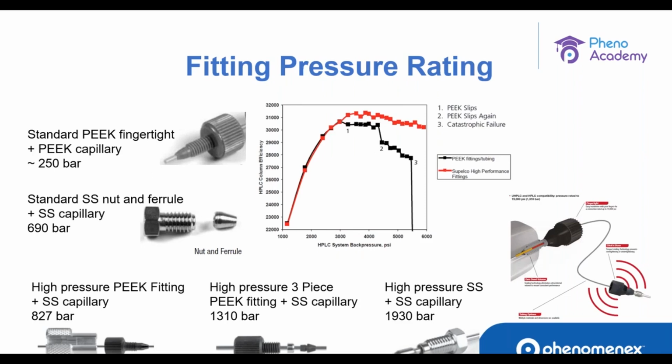So in this slide, I'm showing the fitting pressure rating related to different tubing and fittings. The high pressure stainless steel fitting and stainless steel tubing can support the highest pressure. Here, I also want to mention that our Phenomenex SecurityLink fitting and tubing set is highly recommended for both HPLC and UHPLC customers, and can provide a stable pressure for your daily use.